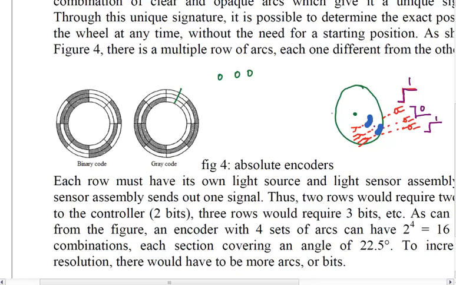So based on that, I can see here that this is going to be 0, 0, 0. This is going to be 0, 0, 1. This is going to be 0, 1, 1. This is going to be 0, 1, 0. Like that it will have a total rotation.